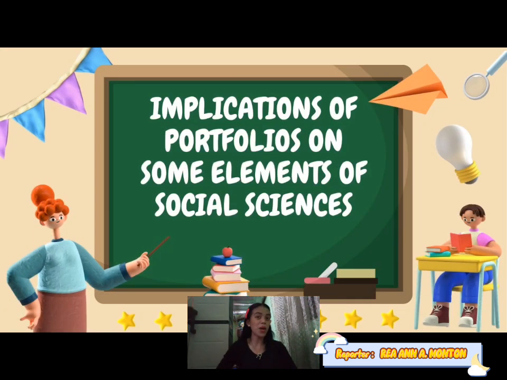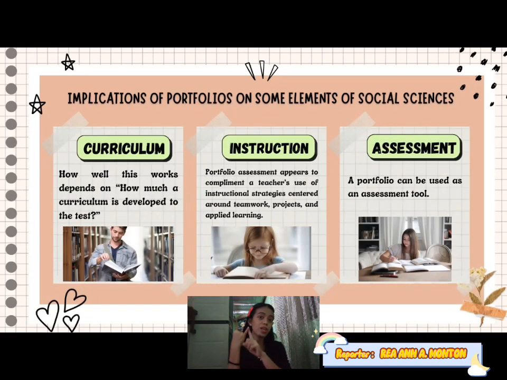Okay, we are down to our last topic, or ikapat nga topic, which is implications of portfolios on some elements of social sciences. So what are these? First, curriculum. Next, or the second one, instruction. Third, assessment. So how would this imply portfolios on some of the elements of social studies? So first, the curriculum.